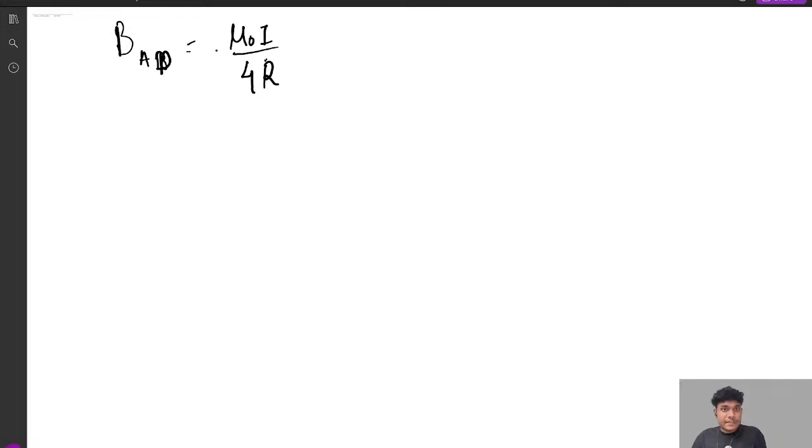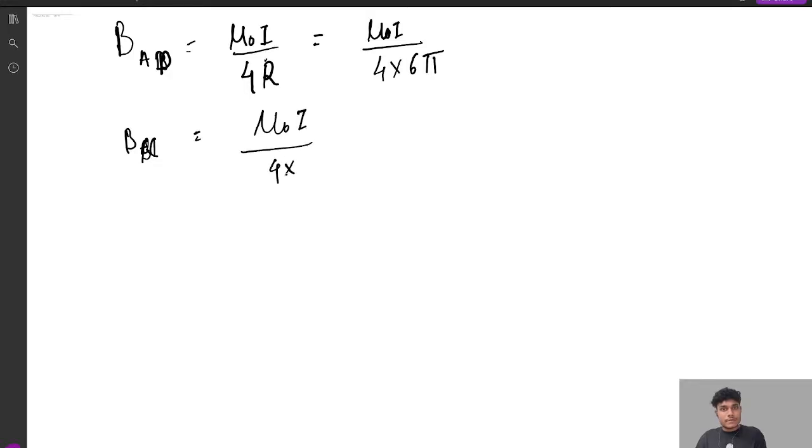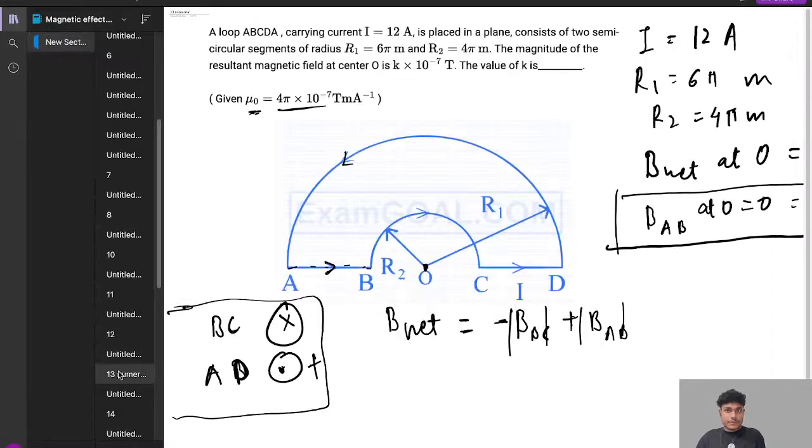Okay. B due to AD is equal to mu naught I upon 4R. From here we get B due to AD is equal to mu naught I upon 4 into the radius, that is 6 pi. Understand? And B due to BC is equal to mu naught I upon 4 times R, that is I think 4 pi. It is 4 pi, na? Okay, 4 pi and 6 pi in meters.